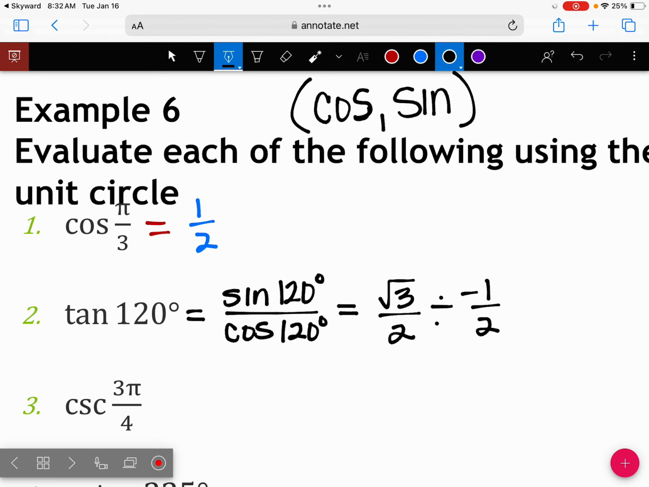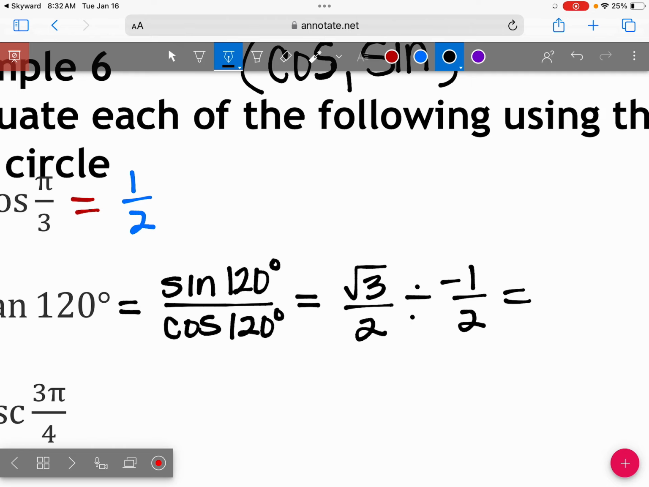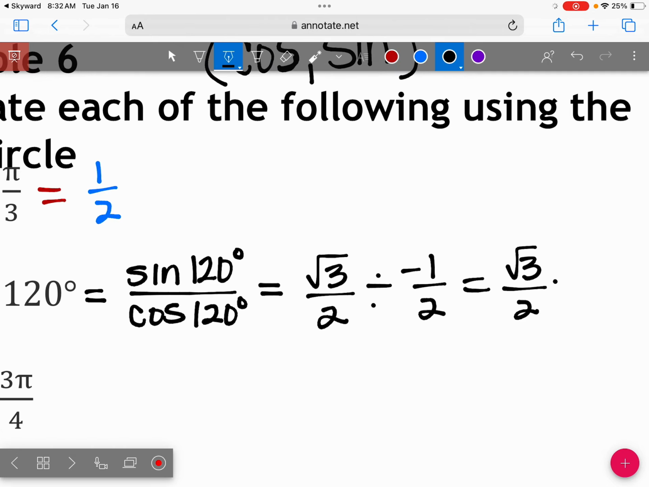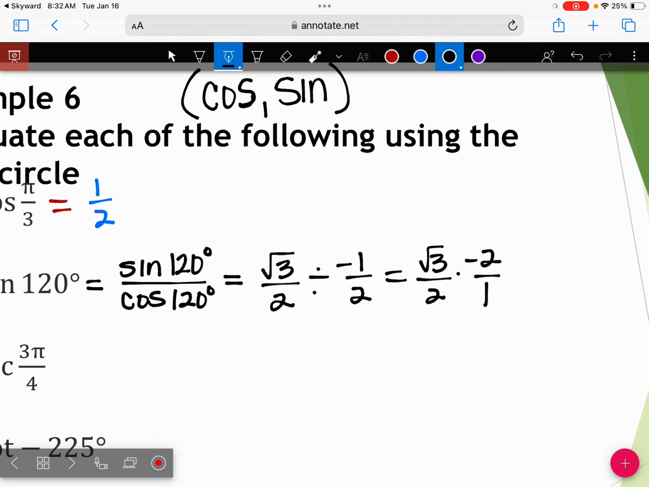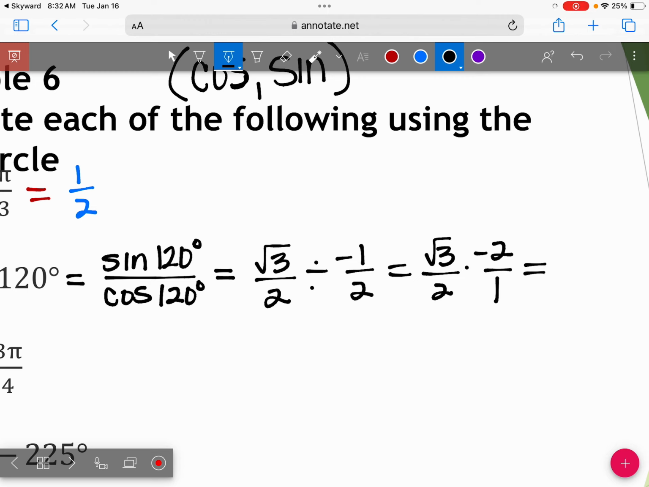So when we do our keep, change, flip, we get √3/2 times -2/1. So what's going to happen is our 2's are going to cancel. But when you divide a positive by a negative, our answer is going to still be negative. So the tangent of 120 is -√3.